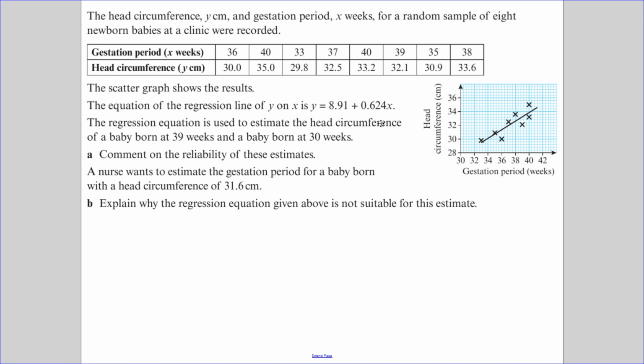A nurse wants to estimate gestation period for a newborn baby with a head circumference of 31.6. Explain why we cannot use this regression line. So this is using the fact that this here is a y value rather than an x value. So this line, which is y on x, can only be used to produce an estimate for a y value, and here we're being asked to produce an estimate for an x value. So this is not a suitable use of the regression line.